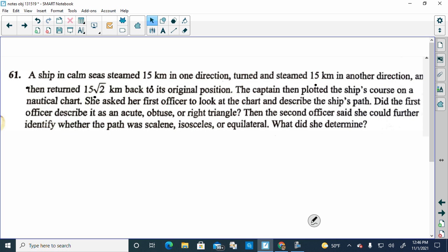So this is where our Pythagorean theorem comes in, the greater than, less than. It says a ship in calm seas steamed 15 kilometers in one direction, turned and steamed 15 kilometers in another direction, and then returned at 15 rad 2 kilometers back to its original position. The captain then plotted the ship's course on a nautical chart. She asked her first officer to look at the chart and describe the ship's path. Did the first officer describe it as acute, obtuse, or right?